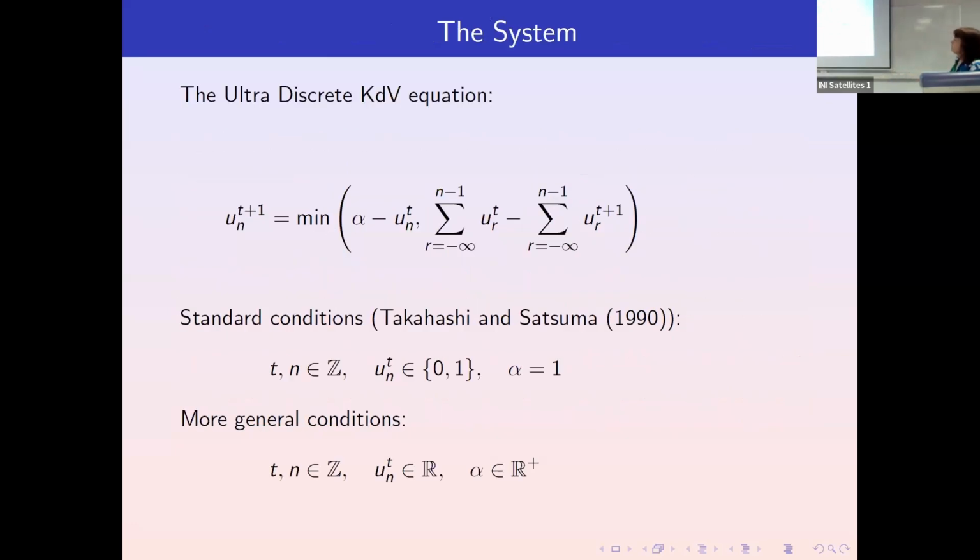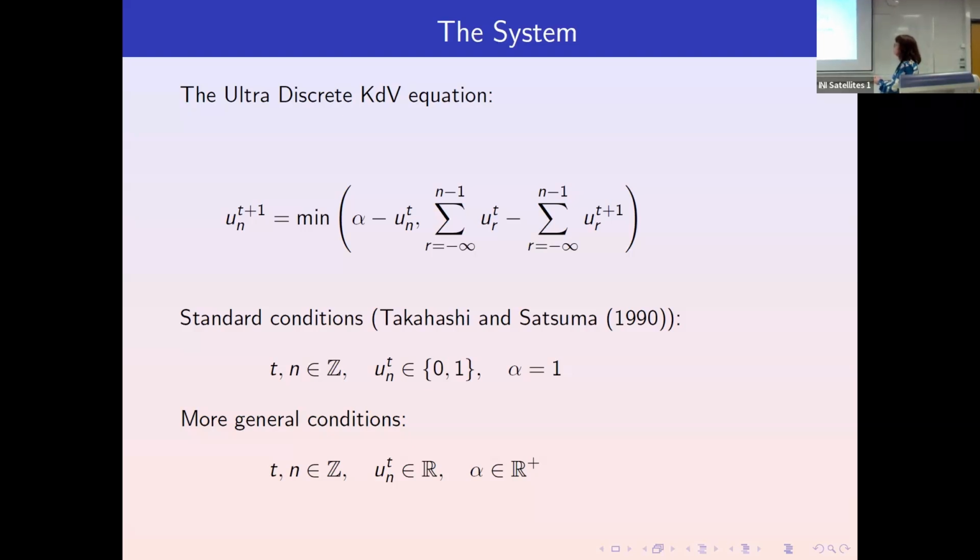Okay, so this is the equation, and it's quite an old equation now, it dates back to 1990, the work of Takahashi and Satsuma. Basically this is the next time step at some point N in the system, and all you do is you pick out the minimum of alpha. Alpha is the size of your box. Now, you don't have to have size 1. I've just shown you a very simple case initially, but you could have a larger box in there.